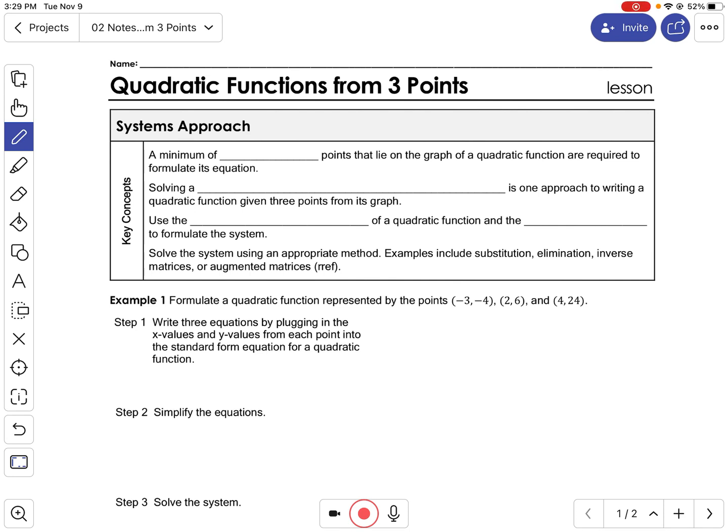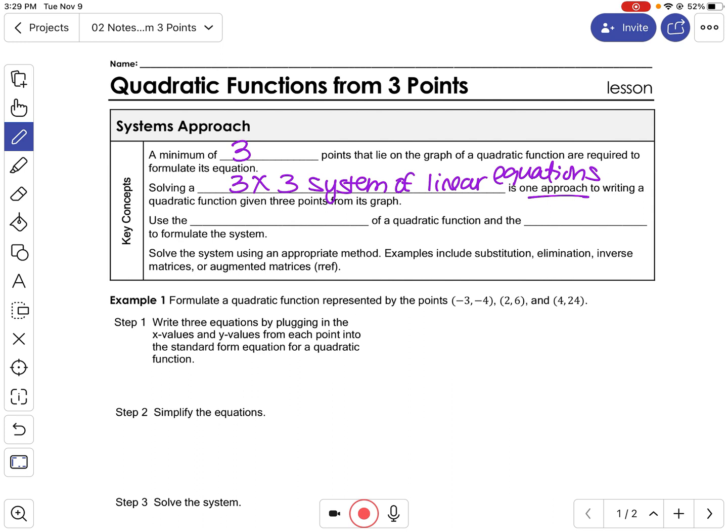So in this lesson, we're going to be looking at quadratic functions from 3 points. It says a minimum of 3 points that lie on the graph of a quadratic function are required to formulate its equation. So solving a 3 by 3 system of linear equations is one approach to writing a quadratic function given 3 points from its graph.